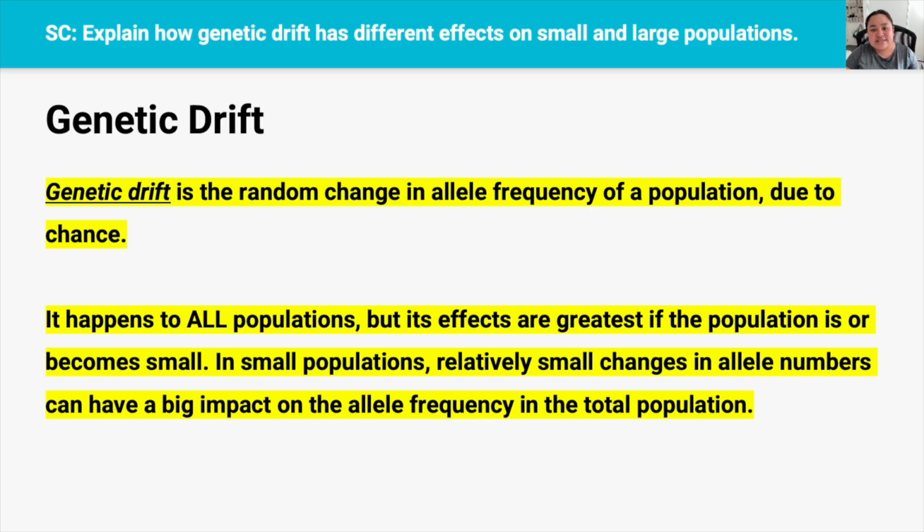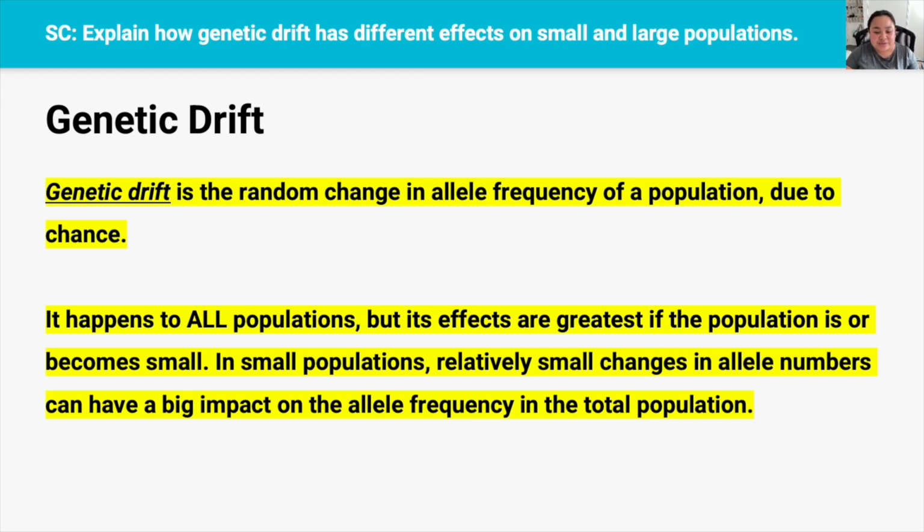It's important to understand that genetic drift happens in all populations. But random fluctuations in allele frequencies caused by genetic drift have the greatest effect on very small gene pools, when the population is or becomes small. In small populations, relatively small changes in allele numbers can have a big impact on the allele frequency in the total population.